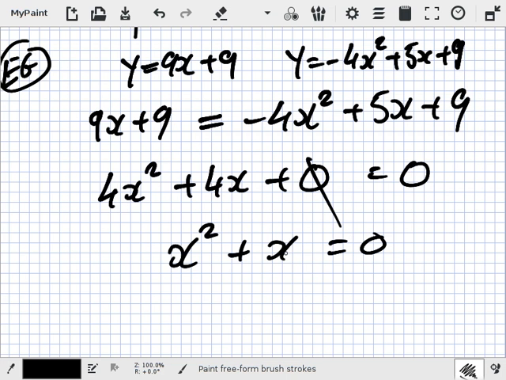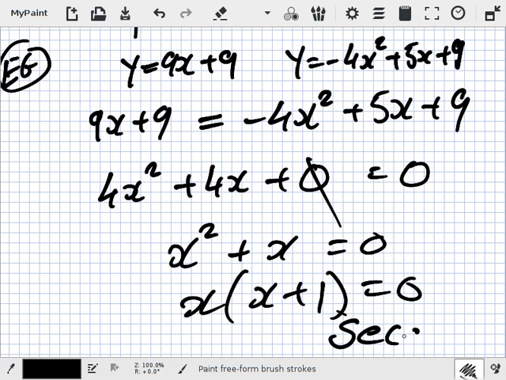Okay, what's the easiest way to solve this quadratic? What method? Factorize. x plus 1. So, I don't need to solve it. I just need to know how many answers there are. How many answers do I have here? 2. So, it's a secant, not a tangent.